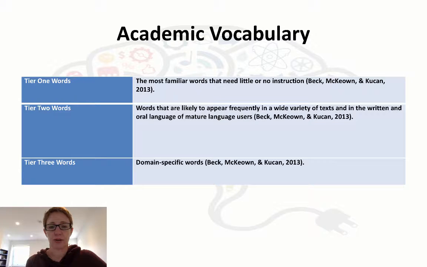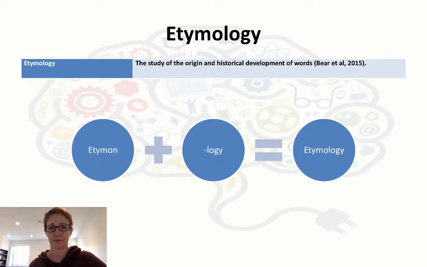So within this umbrella of academic vocabulary are the tier 1, 2, and 3 words that we've already talked about in previous blogs. So tier 1 being those very familiar words that generally require little instruction. Tier 2 words are words that appear frequently in a wide variety of text and across content areas. So those words like analysis, similar, compare, those would be considered tier 2 words. And then those tier 3 domain-specific words, the ones that we find in service of particular content areas.